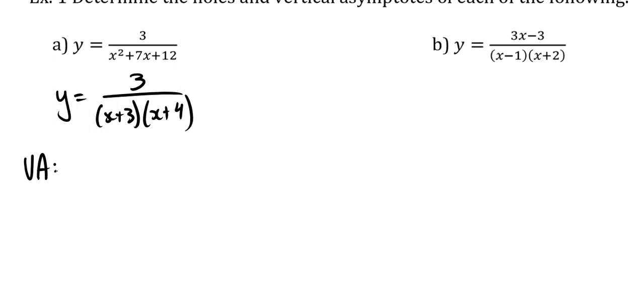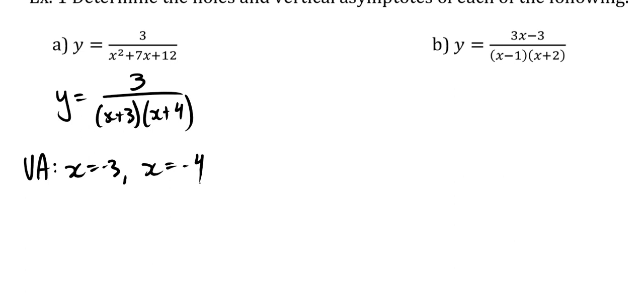So I'm going to say the vertical asymptotes now. x equals -3 and x equals -4. Those values of x will make the denominator 0.